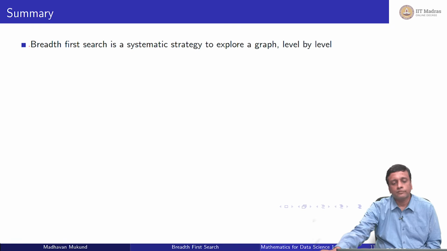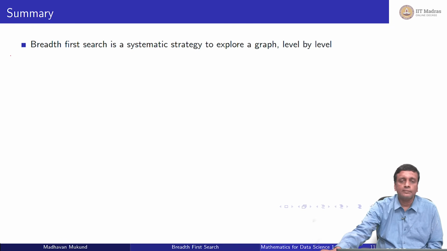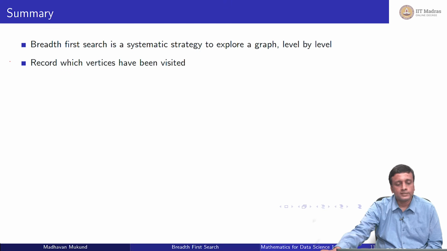So to summarize, breadth first search is a systematic strategy to explore a graph level by level. Remember that we said that broadly the way we explore a graph is to systematically propagate these marks from a source vertex to the neighbors, and so on. But we need a way to do this so that we don't go around and around in cycles, so that we terminate sensibly. Breadth first search is one such strategy.